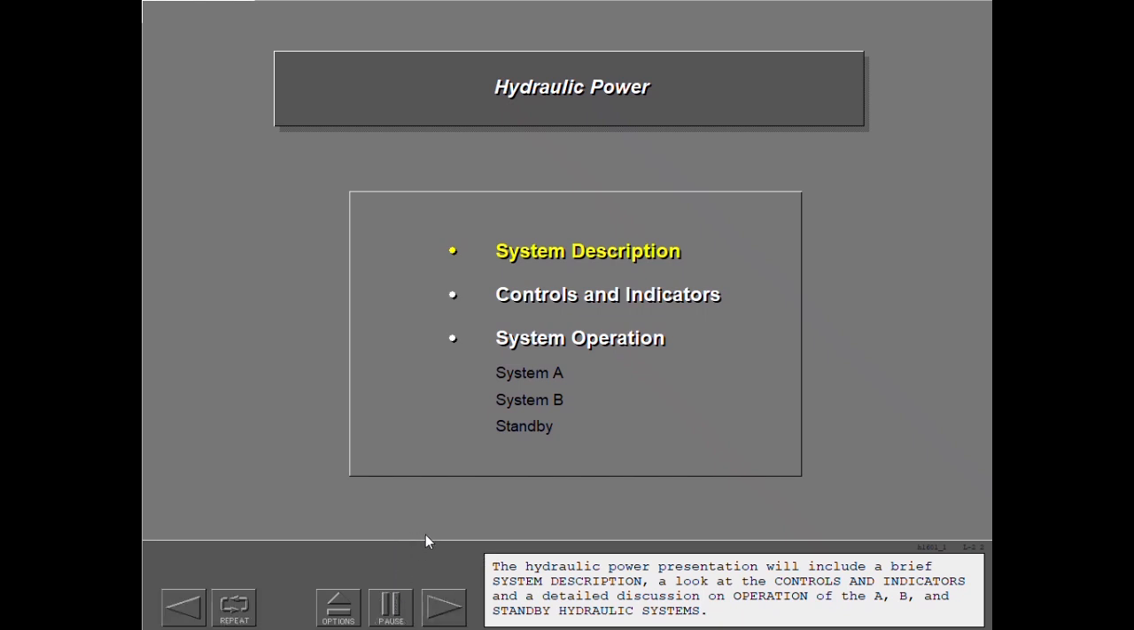The hydraulic power presentation will include a brief system description, a look at the controls and indicators, and a detailed discussion on operation of the A, B, and standby hydraulic systems.